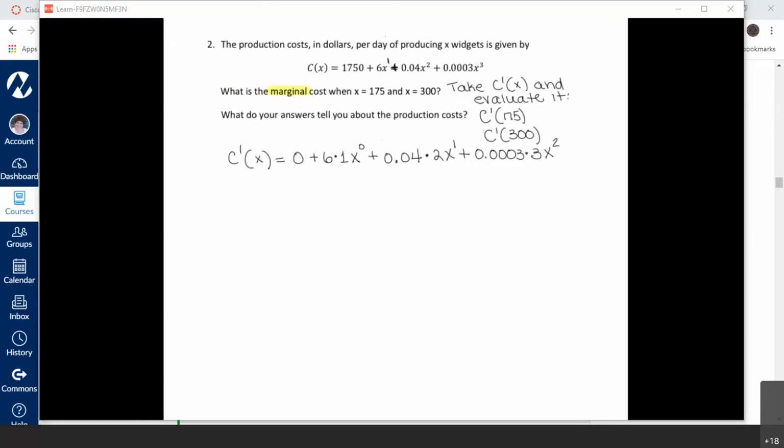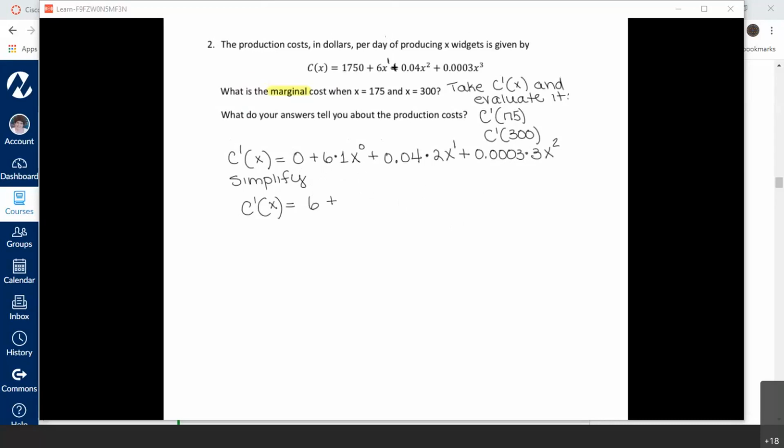Okay, so let's simplify what I have here, because I'm going to plug values into it. So I want to get rid of the stuff I don't need. I don't need to add a 0. That doesn't do anything. Then 6 times 1 is 6. X to the 0 is 1. So that first term becomes a 6.